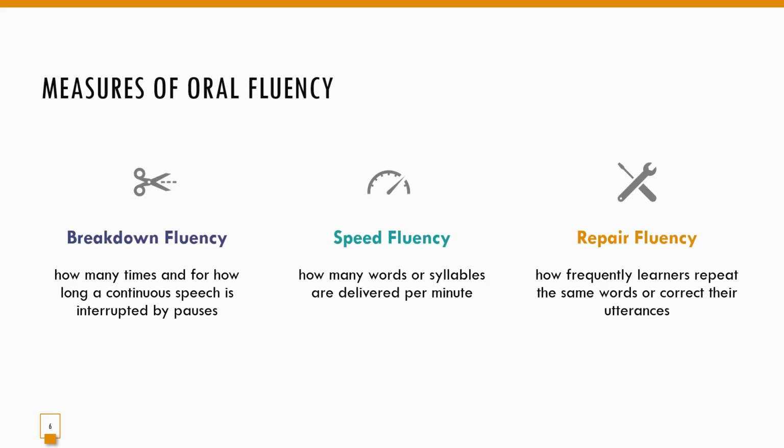Now the measures of oral fluency. Given that fluency level ranges from extremely fluent to extremely disfluent, measures of fluency are often categorized into three clusters. Breakdown fluency, which refers to how many times and for how long a continuous speech is interrupted by pauses. The second measure is the speed fluency, which refers to how many words or syllables are delivered per minute.